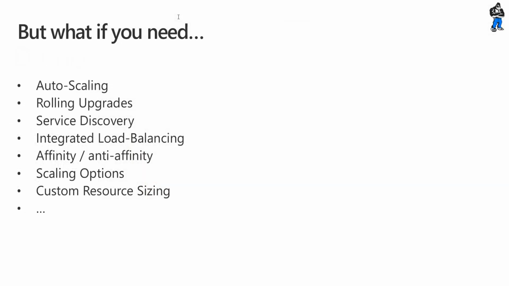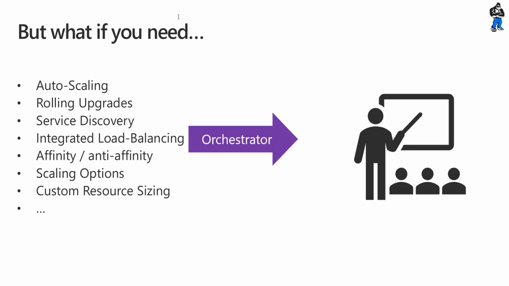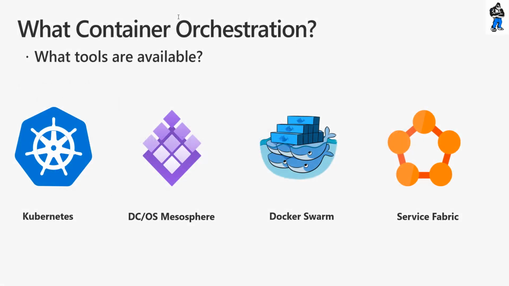So we're moving on. Up till now we have standalone containers running, but what if you need auto-scaling, like moving to multiple containers? If you want to perform rolling upgrades from one version to another, if you want load balancing, scaling options, everything that makes it like a full, proper, professional, production-ready environment. In short, what you need is an orchestrator. Now, I already talked about some of the options where, out of 15 slides back with all the different container options, the important ones when talking about orchestration is Kubernetes, Mesosphere, Docker Swarm, and Service Fabric.